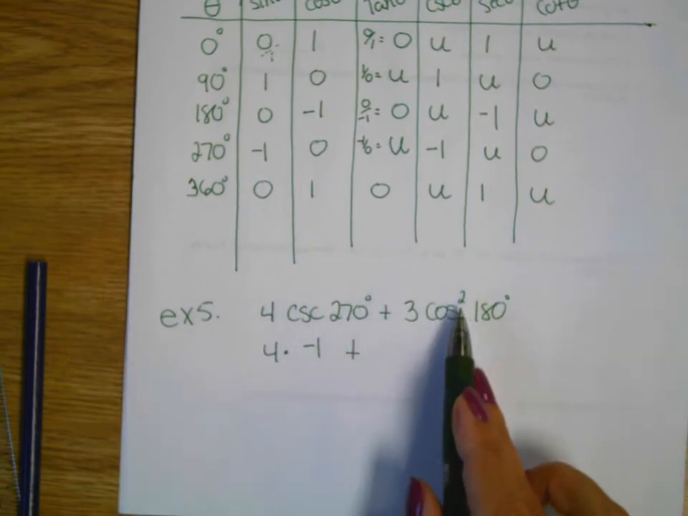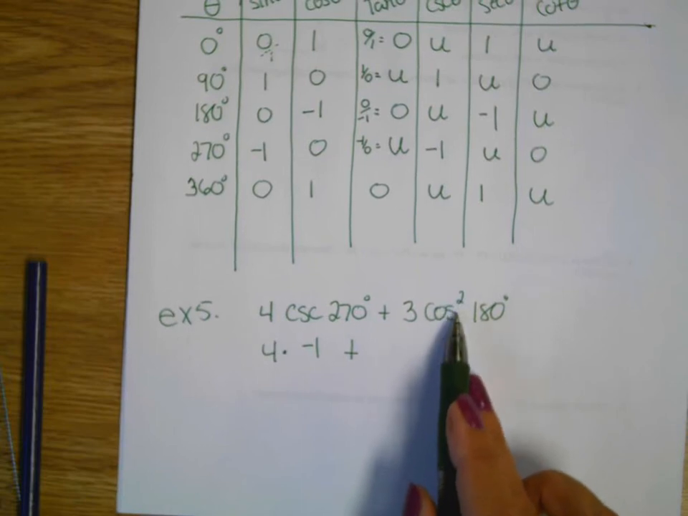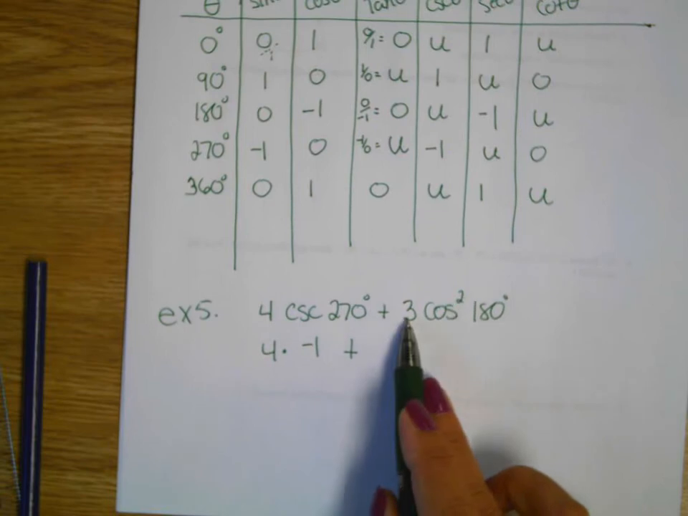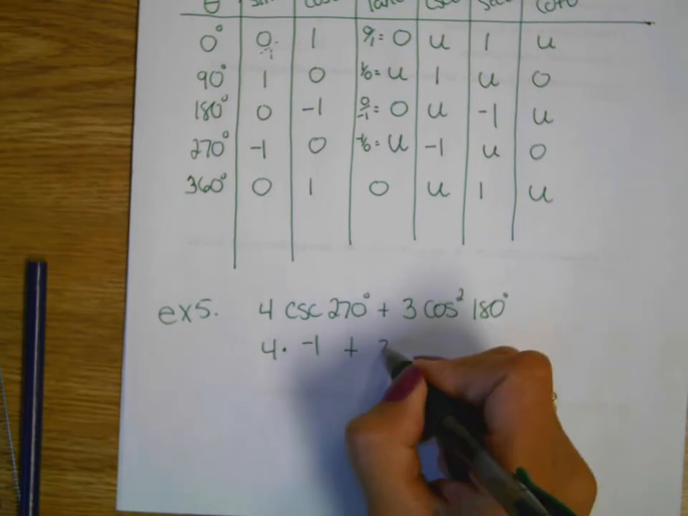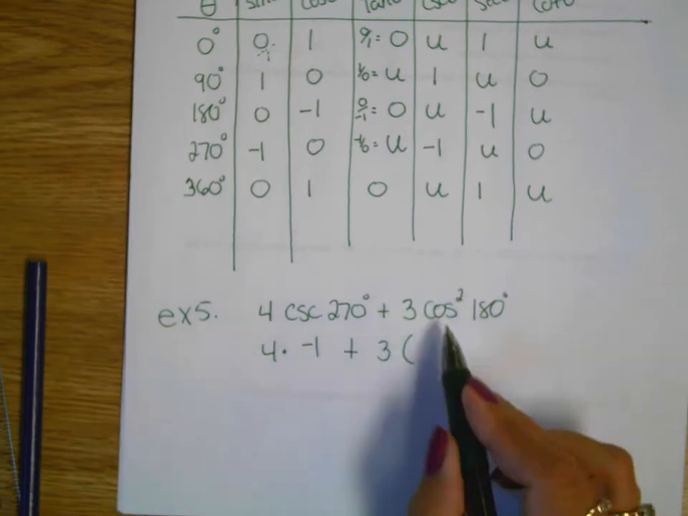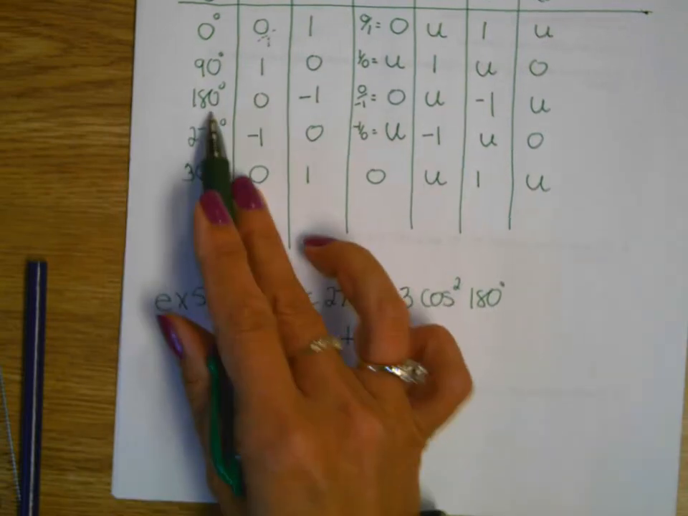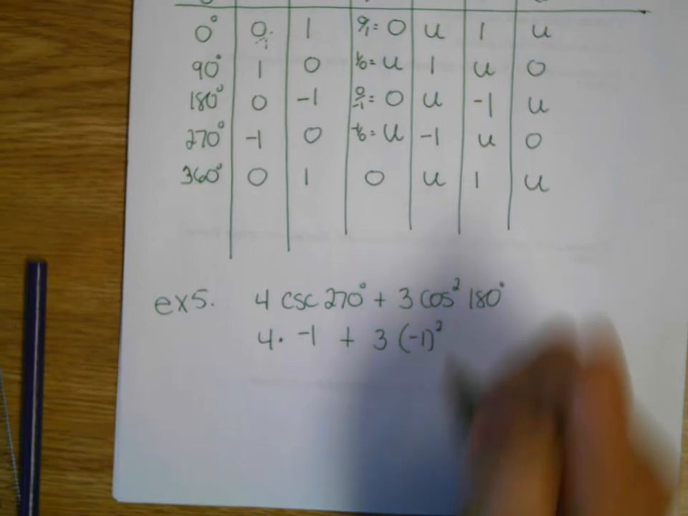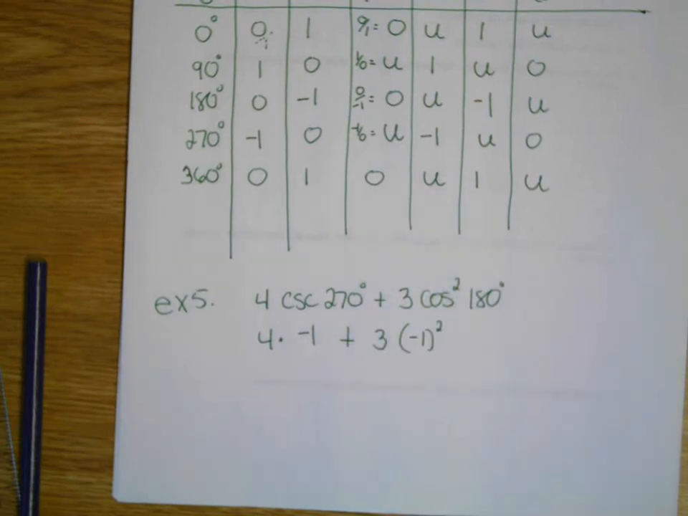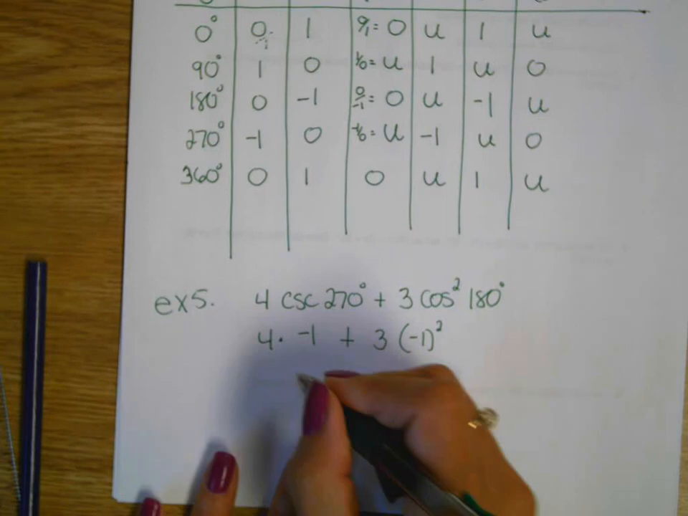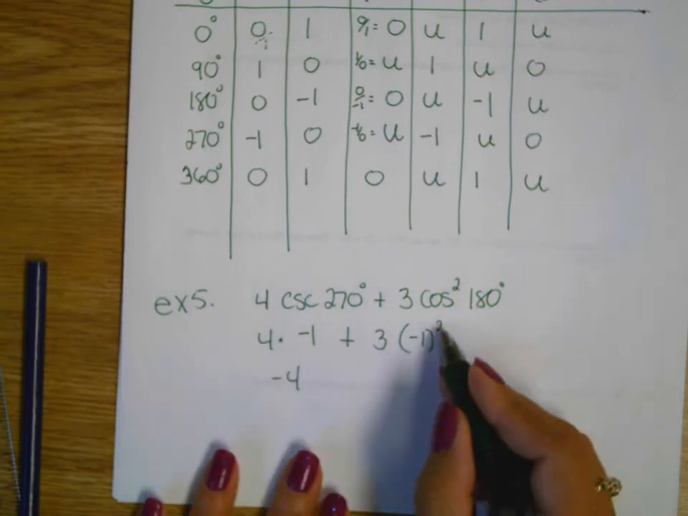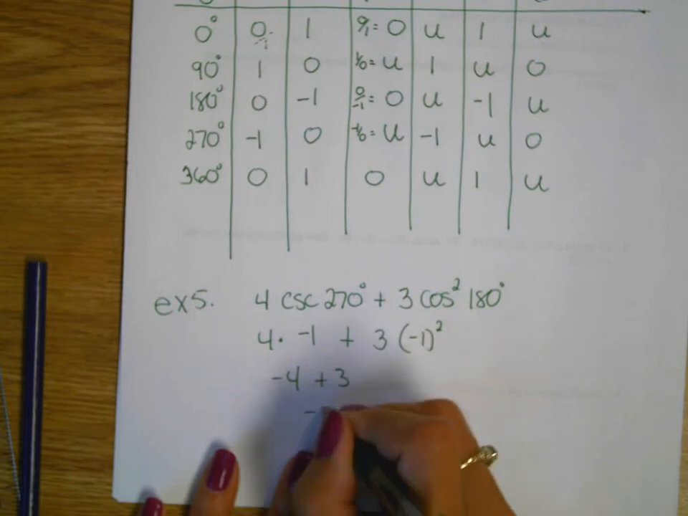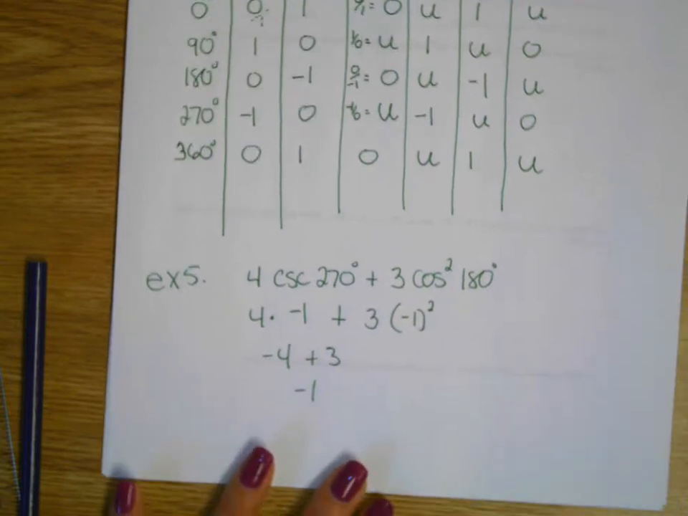This, when it's on the trig function, it's asking you to take the cosine of 180, square it, and then multiply by 3. So we're going to look up the cosine of 180, which is -1, and we have to square that value, and then multiply by 3. So just cranking through it now, -4, squaring gives us +1, times 3 is a 3. Final answer, -1.